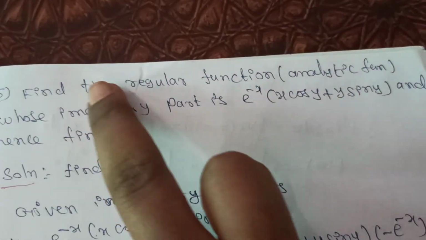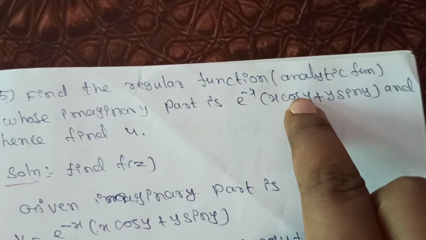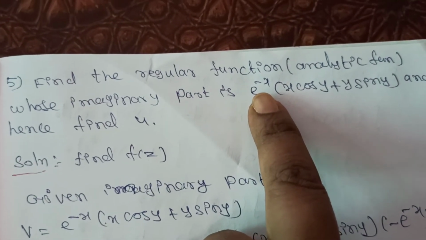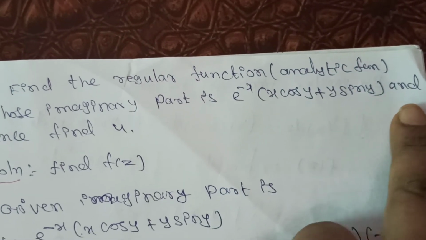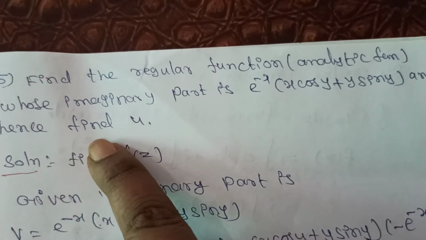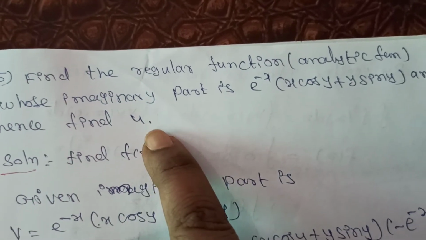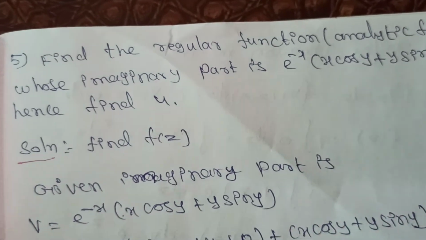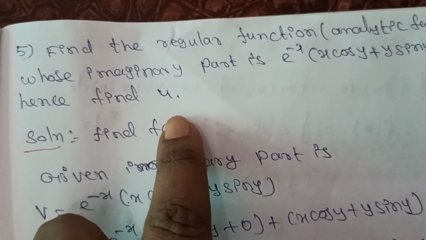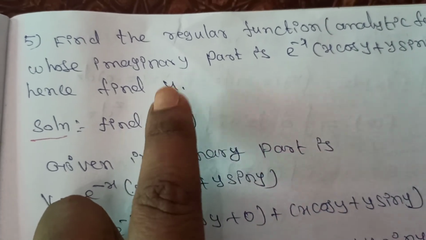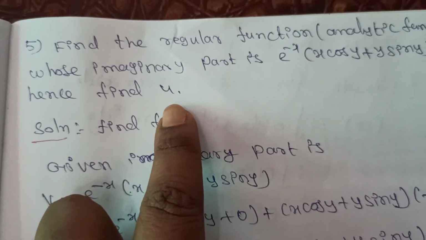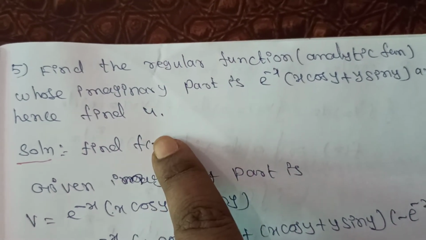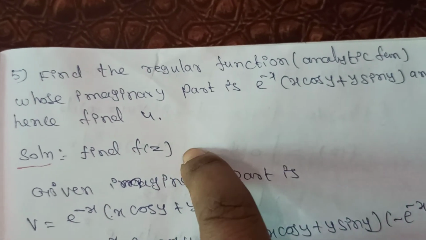The next is to find the regular function, that is, the analytic function. That means to find f of z. And the second condition, and hence find u. Finding u means finding the conjugate. Sometimes it doesn't directly ask for the conjugate, but find u means the conjugate. Why are they asking for u? Because the imaginary part is given, so we find the conjugate, the u value, that is, the real part.